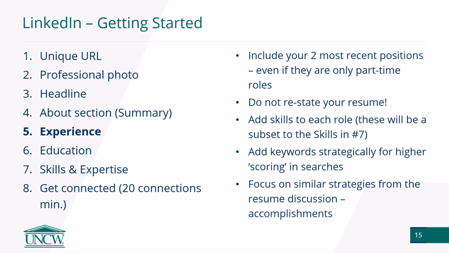So again, don't restate your resume, add skills to each role. These are going to be a subset of the skills we'll have in point number 7. And you can also add skills to the About section too. I failed to mention that. You're going to want to add keywords strategically in the description, in the text, to help you achieve a higher score in searches. With a higher score, it's going to move you up in the list, if you will. So you'll show up in the first few pages as opposed to page 10 or 15 of a search. Similarly, keywords are going to do all of that for you.